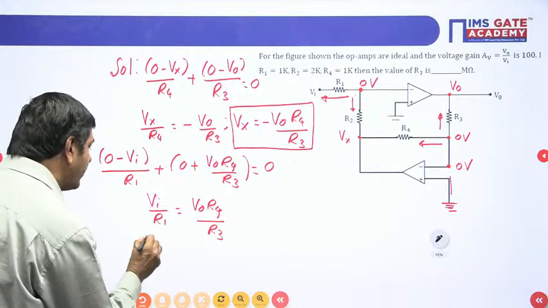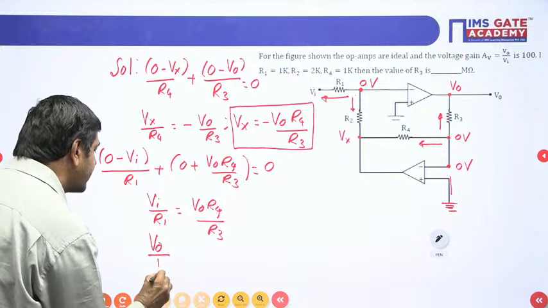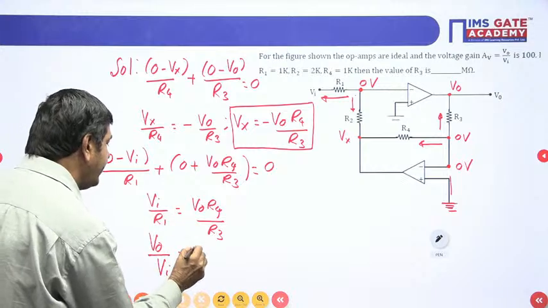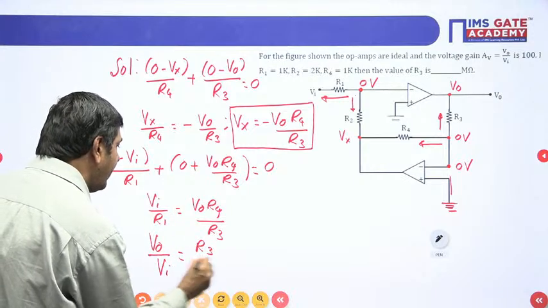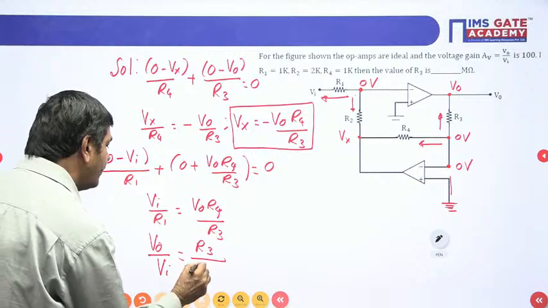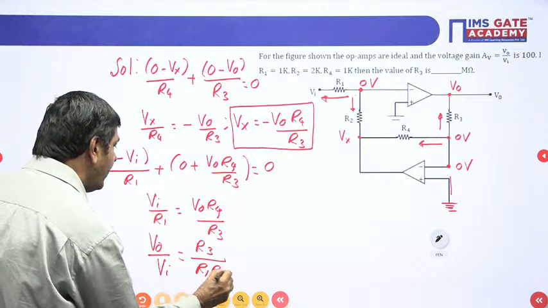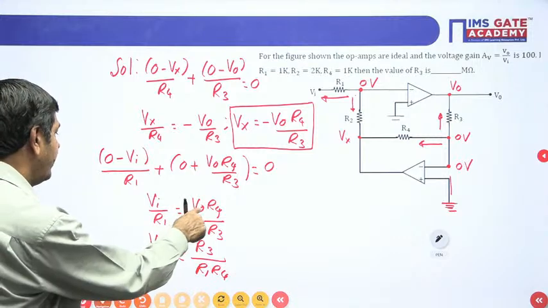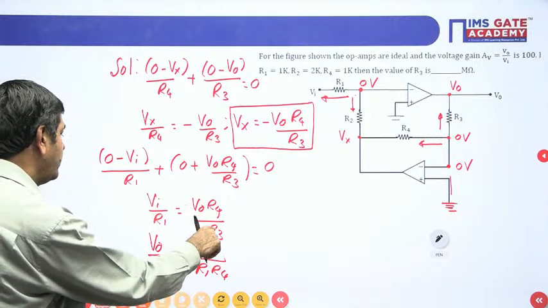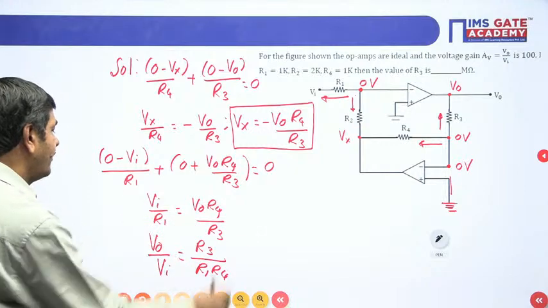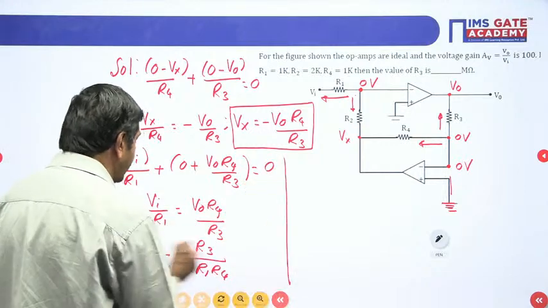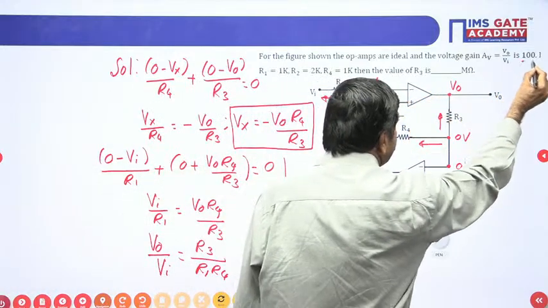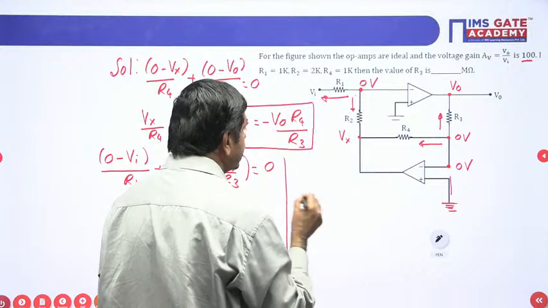But I want V naught by Vi, that is the voltage gain. V naught by Vi is nothing but R3 by R1 R4, I can write now. So V naught by Vi equals R3 by R1 R4 only now. We know very well what V naught by Vi is. It is clearly given in the problem as 100.